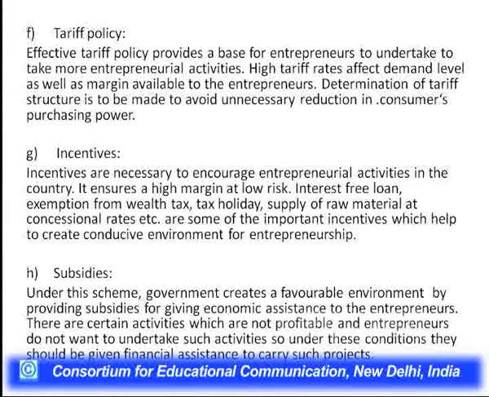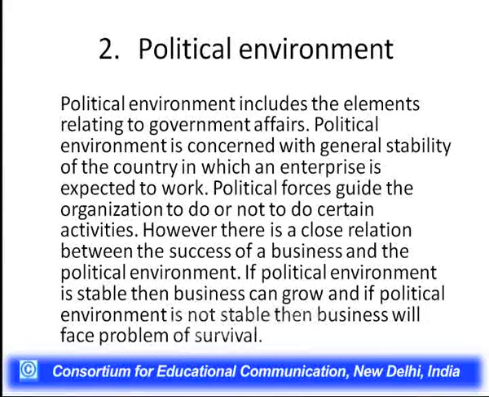Next and last economic factor is subsidies. Under this scheme, the government creates a favorable environment by providing subsidies for giving economic assistance to the entrepreneurs. There are certain activities which are not profitable and entrepreneurs do not want to undertake them. So, how will these activities take place? In that case, the government should provide financial assistance to carry out those projects. Only then will the business produce those products.